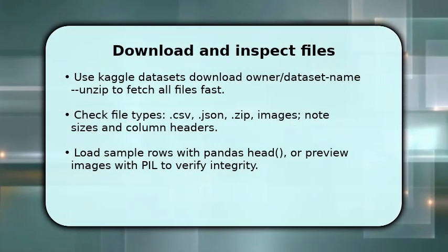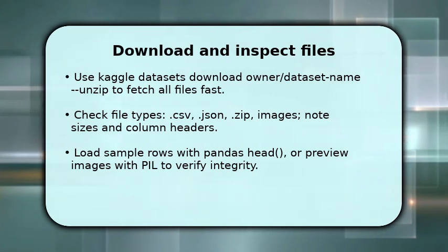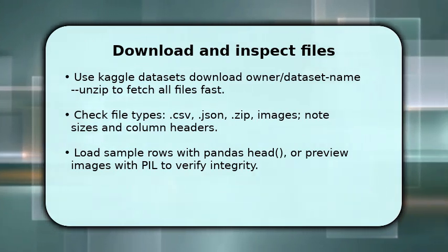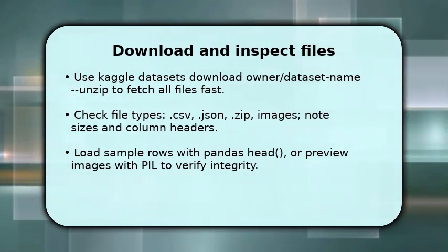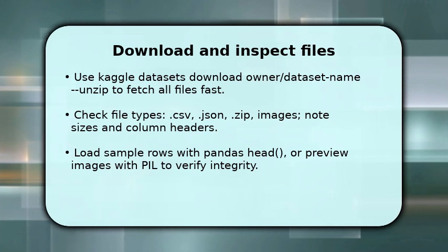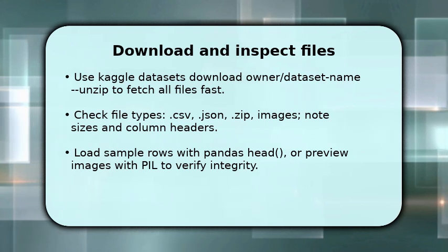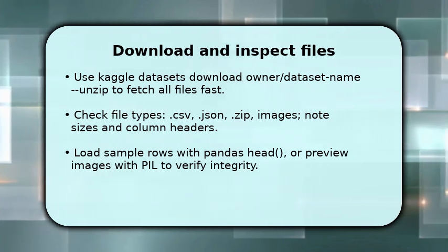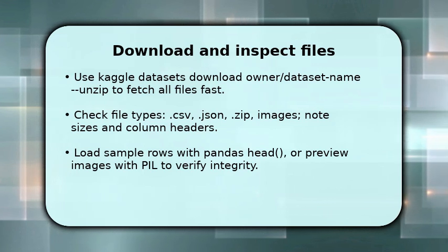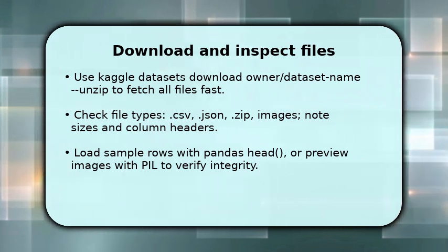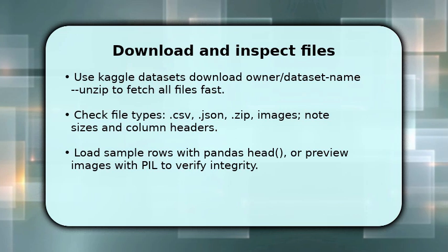Now you download and verify the data. Use the Kaggle CLI to fetch and unzip. Once done, inspect file sizes to avoid out-of-memory surprises. Open key tables with pandas read_csv and use head to confirm columns and dtypes. For images or binary files, load a few with PIL or OpenCV to confirm they're readable.